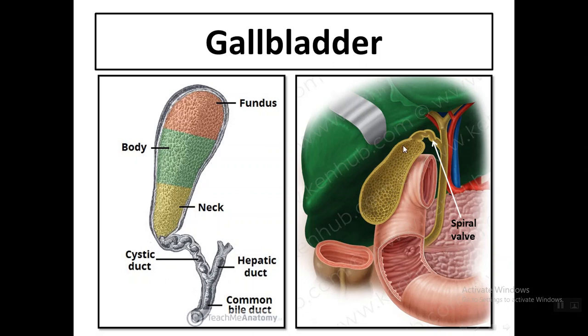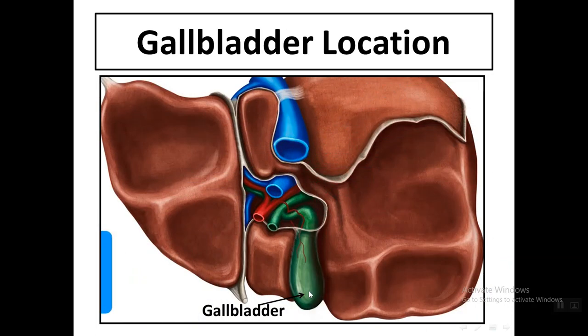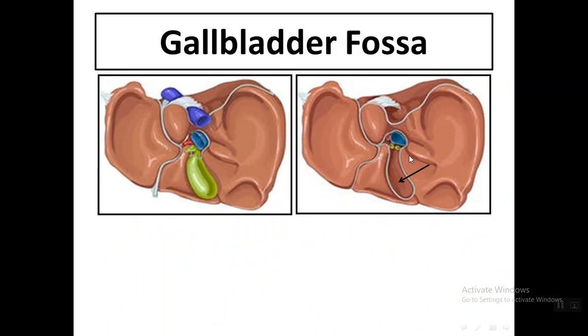We can see the gallbladder situated on the inferior surface, or the visceral surface, of the liver, and its fundus will project below the inferior border of the liver and touch the anterior abdominal wall. The gallbladder is situated on the visceral surface of the liver in between the right lobe and the quadrate lobe of the liver. It is situated in a special depressed area called the gallbladder fossa.